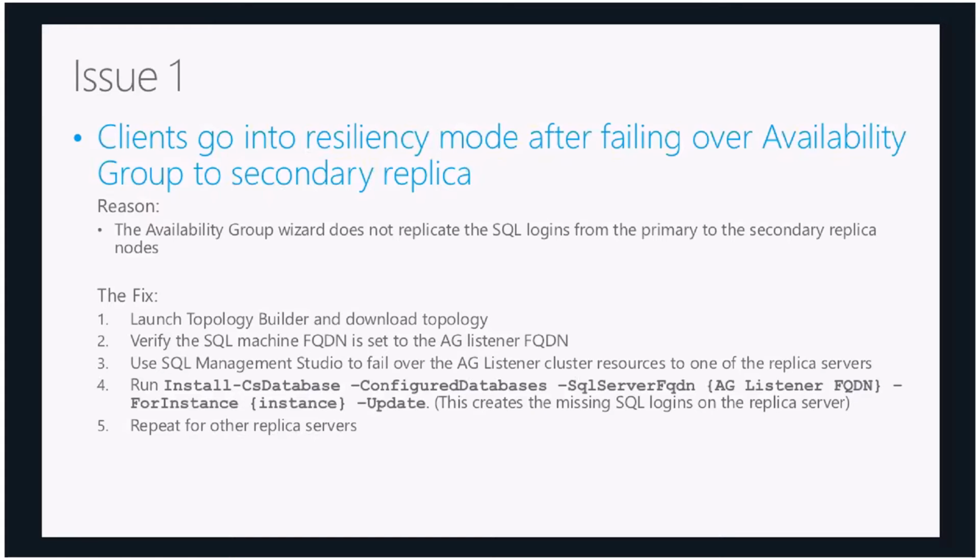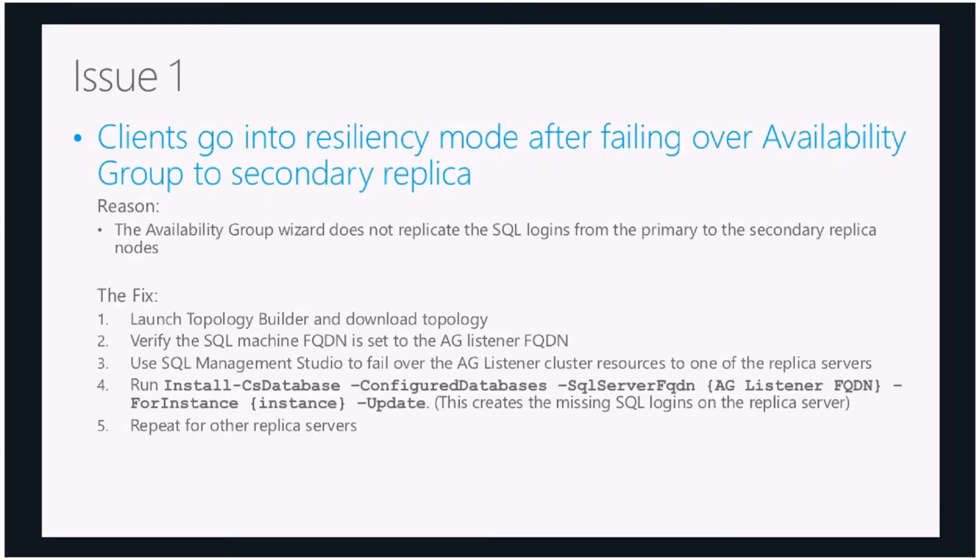The reason this happens in most cases is that the availability group wizard doesn't replicate the actual SQL logons from the primary to the secondary replica nodes. The logons are what allow that failover to take place and to have the same permissions. So as far as the fix, as is mentioned there, you launch Topology Builder, you download Topology, and you verify your SQL Machine FQDN, that it's using the availability group listener FQDN.